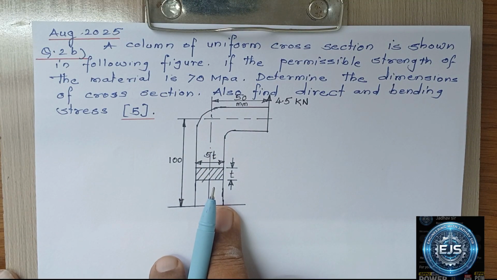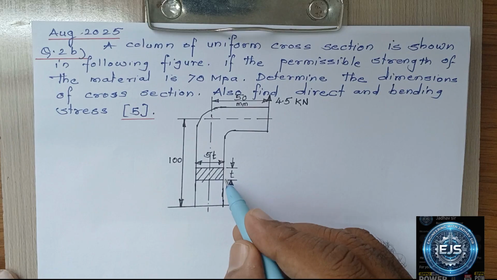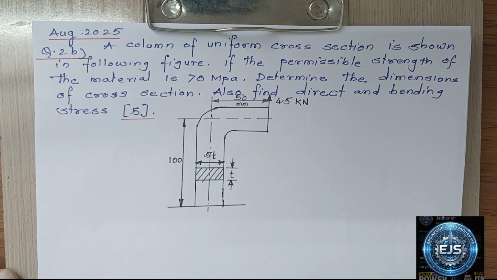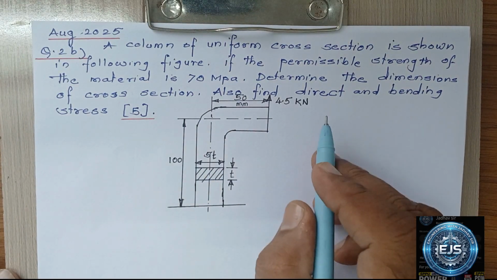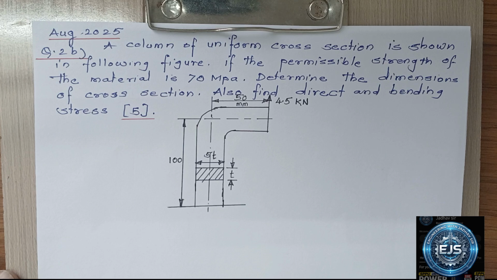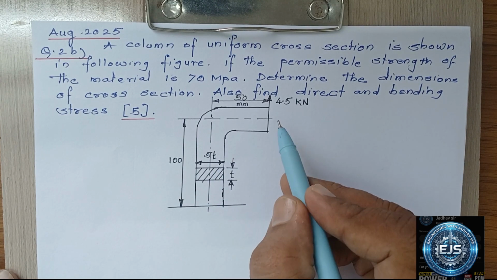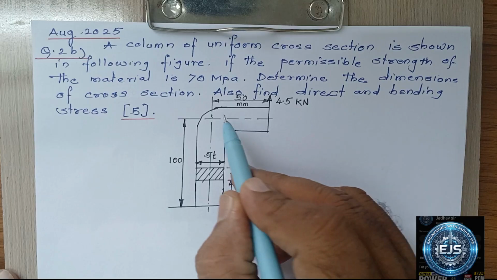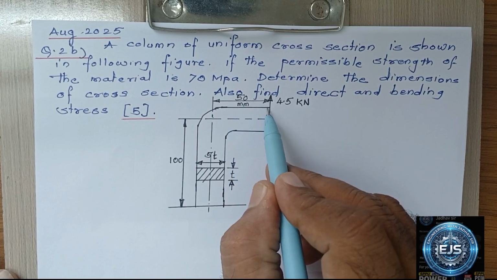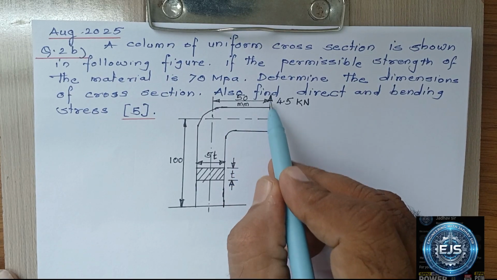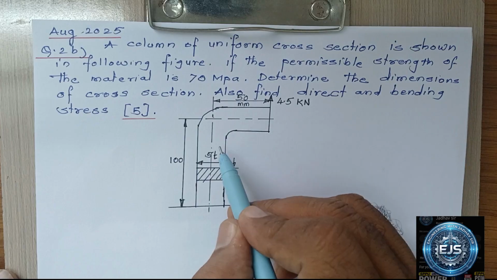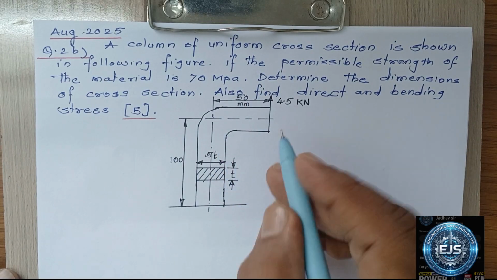Cross section dimensions are in this way. Here width is t and depth is 5 times t. Also find direct and bending stress developed in this column cross section. The column cross section is shown like this. Here the load at the end of this horizontal arm of this column is 4.5 kilonewton and it is in the upward direction. So this load acts just like a tensile load on this column cross section.